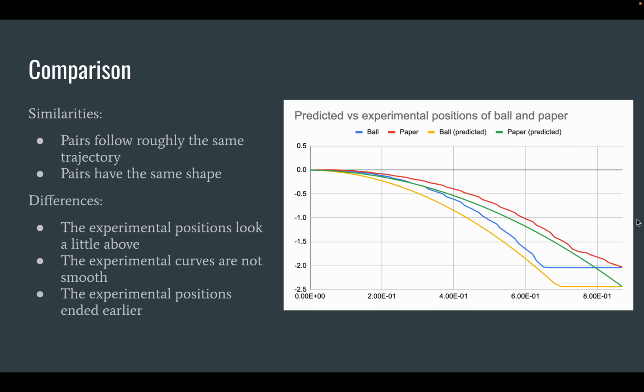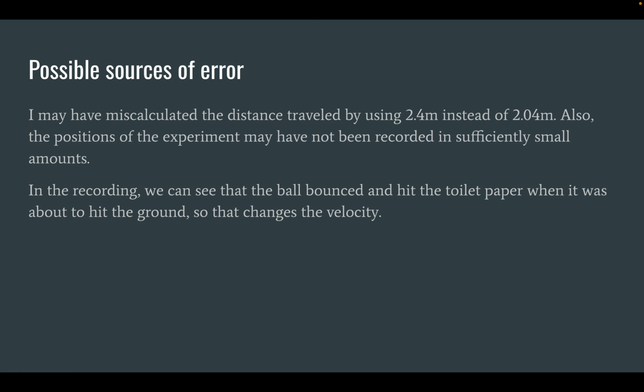Comparison. The similarities are that pairs follow roughly the same trajectory, and pairs have roughly the same shape. The differences are that the experimental positions look a little above the predicted positions, and the experimental curves are not very smooth. Also, the experimental positions ended earlier than the predicted positions.